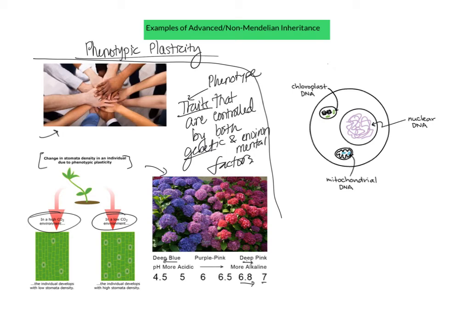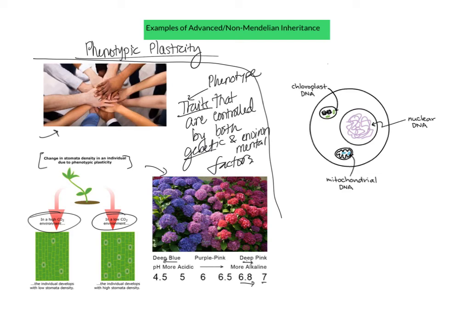This is also related to what we see in research surrounding mental health disorders. Something like depression can have both genetic and environmental factors that play into the presence of depression. Okay, so that's phenotypic plasticity.